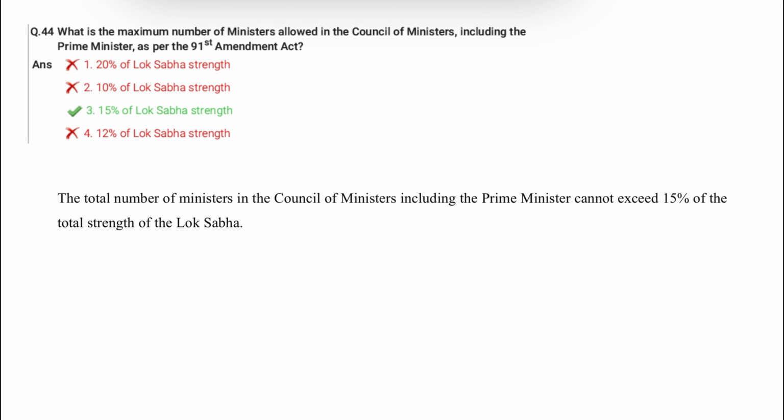What is the maximum number of ministers allowed in the Council of Ministers, including Prime Minister, as per 91st Amendment Act? The total number of ministers in the Council of Ministers, including Prime Minister, cannot exceed 15% of the total strength of Lok Sabha. Correct answer option 3.